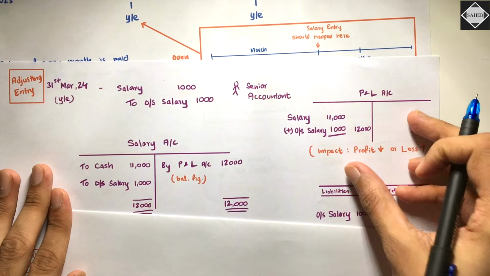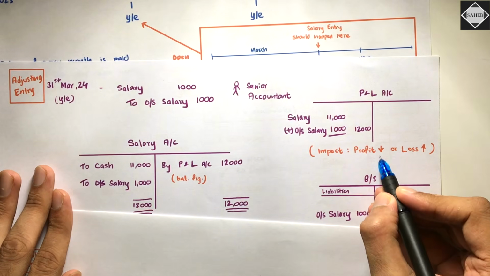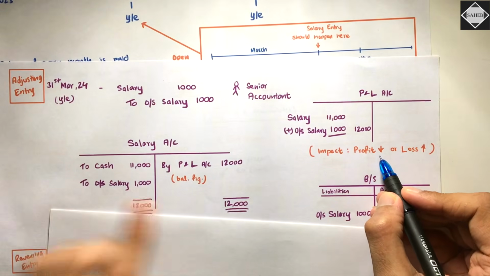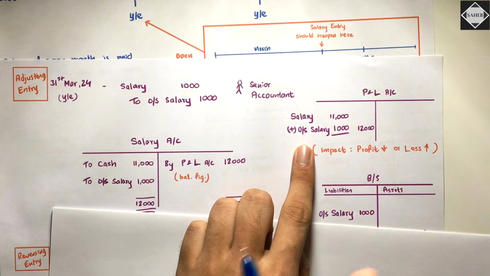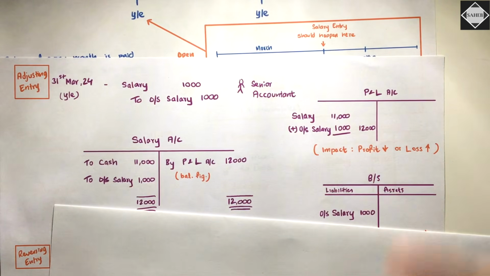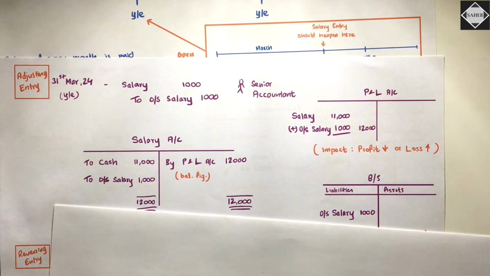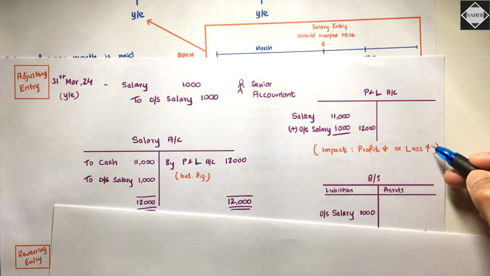So what is the impact on profit and loss now? The impact is profit will be decreased. If there is a profit in this current accounting period, then profit will be decreased because we have recorded an expense. This outstanding salary doesn't mean liability here, this is just presentation. Actually, it's an expense only. 1,000 additional expense has been recorded over here. Is that clear? So because expense is increasing, what will happen in profit and loss? Profit will be decreased. If there is a loss, then loss will be increased.